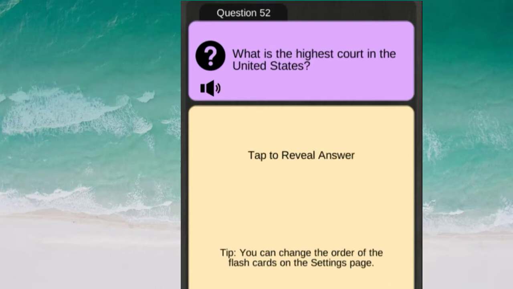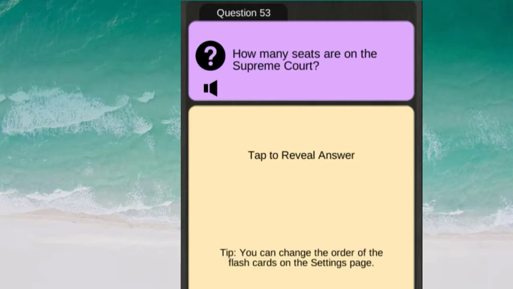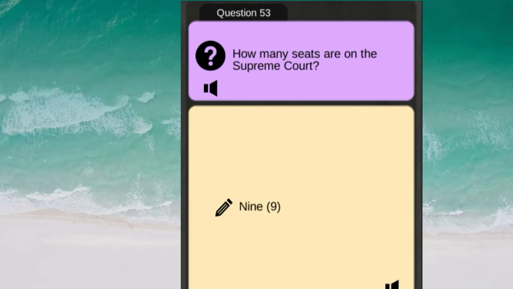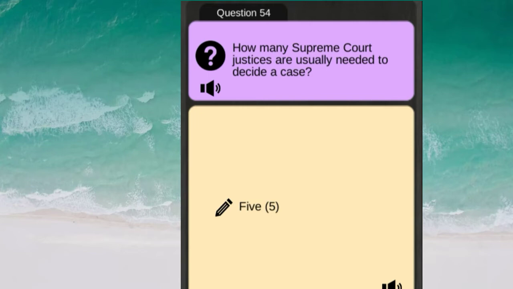What is the highest court in the United States? Supreme Court. How many seats are on the Supreme Court? 9. How many Supreme Court justices are usually needed to decide a case? 5.